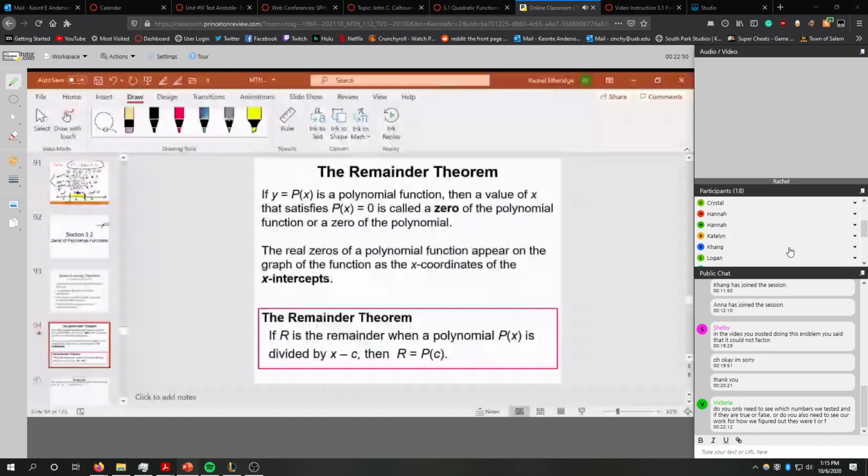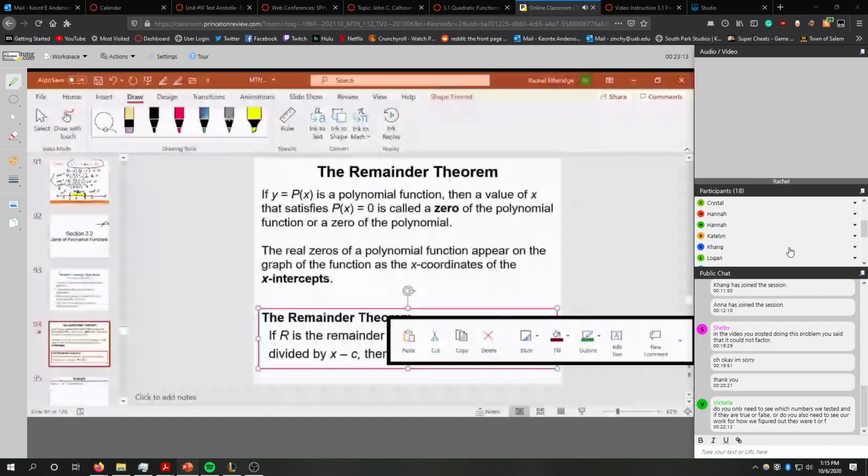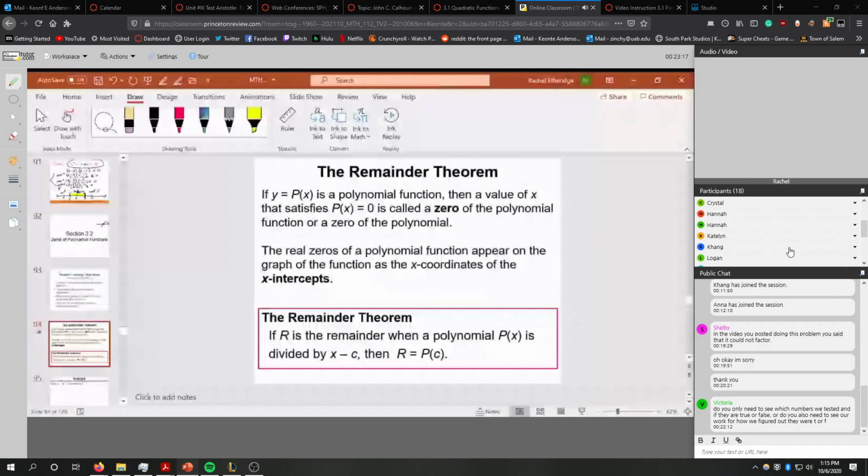So the remainder theorem basically says if R is the remainder when a polynomial is divided by some factor, then the remainder is what the polynomial would be if you plugged it in. Okay, so if you plug in an x value and you get a 0, that's when it's called a 0. If you get a remainder, then that remainder is what you would get if you actually plugged that value C into the polynomial.